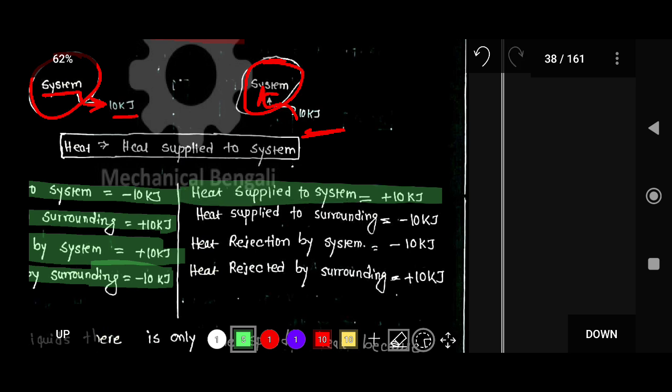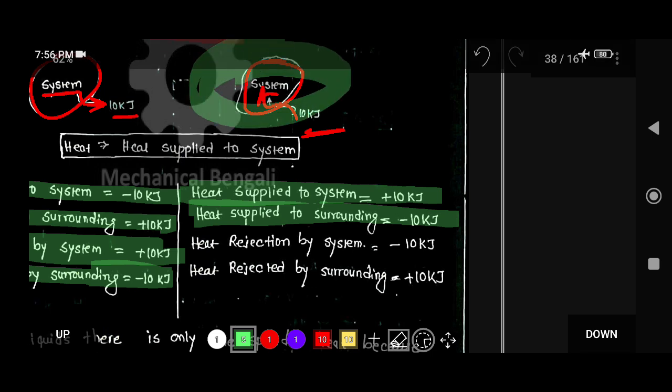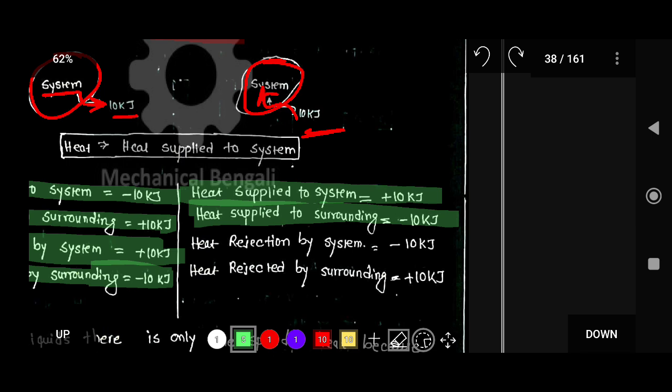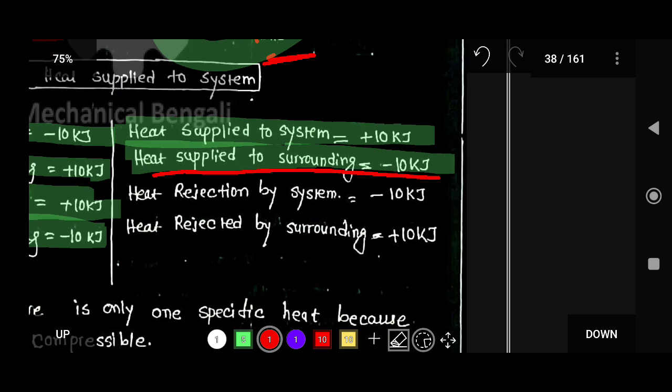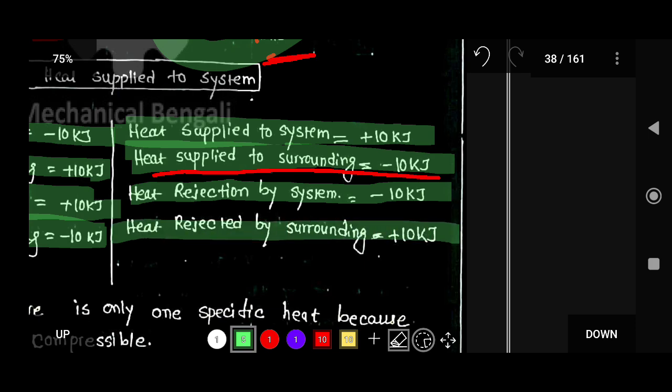Heat is supplied to the system, that is plus 10 kilojoule, or you can say that heat supplied to the surrounding is minus 10 kilojoule, because outside of this system there is the surrounding. Or you can say that heat rejected by the system is minus 10 kilojoule, or heat rejected by the surrounding is plus 10 kilojoule.